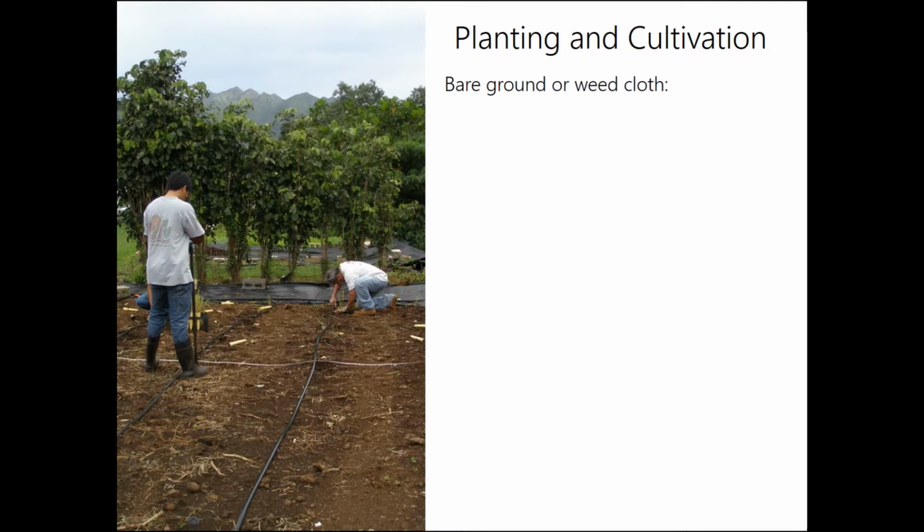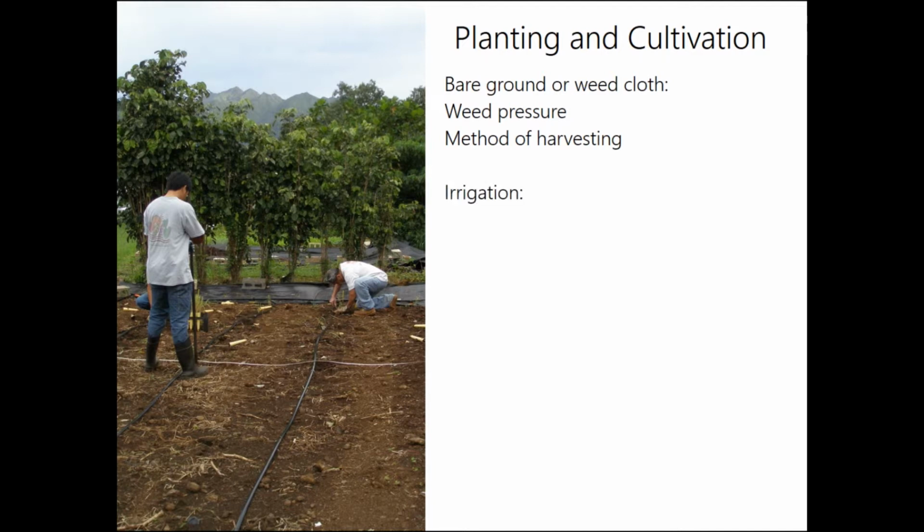Then you have these choices: bare ground or weed cloth. That depends on weed pressure. If you have high weed pressure, then I would recommend having weed cloth on your plantings. If not, then you can do bare ground. The question of using weed cloth or bare ground can also be about the method of harvesting. Are you going to cut your material and vacuum it from the surface, or are you just going to pick it up from the tree?